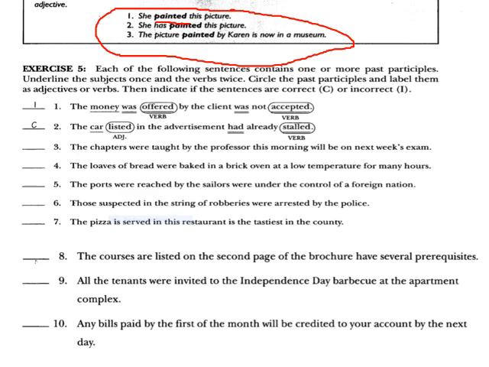Okay, "she has painted this picture." This one is easy: "painted" came with "has," so "painted" is part of the verb, and "has painted" together is the verb. Fine, let's go to the third sentence. The picture painted by Karen is now in a museum.